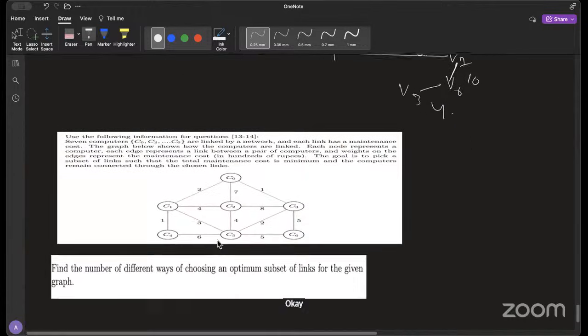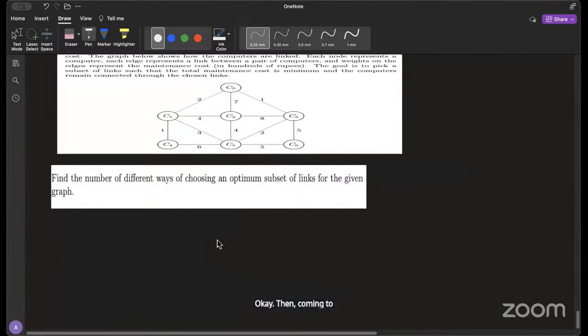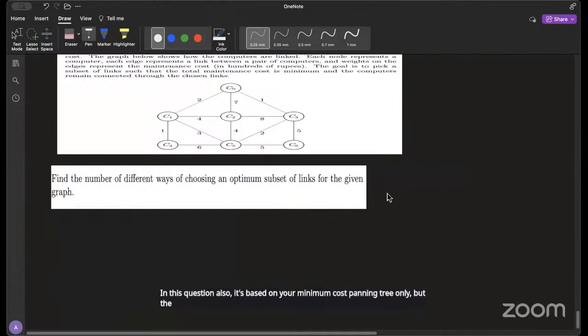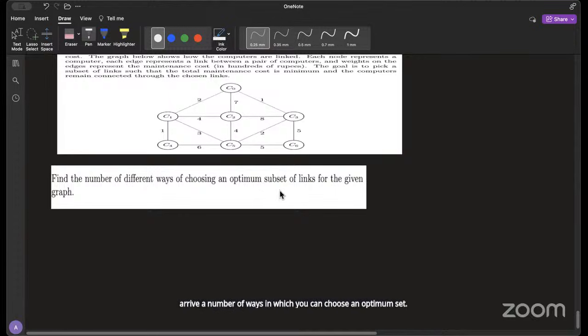Okay. Then coming to this question. In this question also, it's based on your minimum cost spanning tree only, but the question asks you to write the number of ways in which you can choose an optimum set. By optimum set, we mean the ways in which you can choose the minimum cost spanning tree. So how do you decide how many minimum cost spanning trees there are?